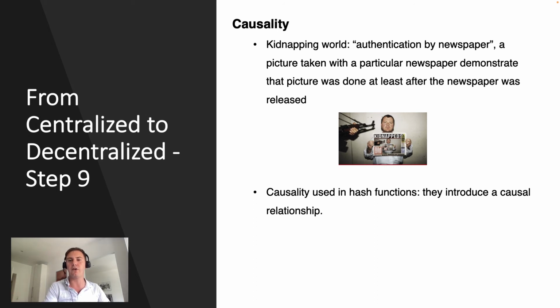Causality is related to Bitcoin. It is the reason why cryptographic hash functions are so crucial when it comes to timestamping documents in cyberspace. They introduce a causal relationship because it's not possible to create a hash without having the document in the first place. For now, it is important to keep in mind this causality: like in this case, the picture cannot be made before the newspaper was created. So there was a cause and there was an effect, something that happened after the first event.